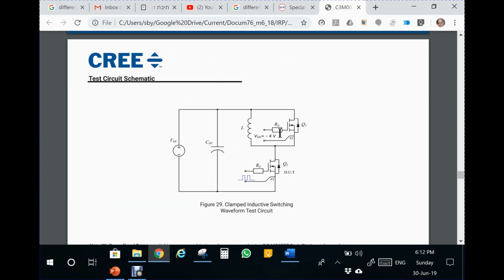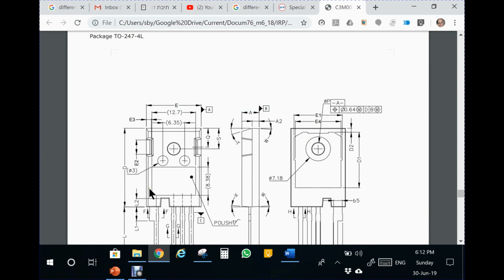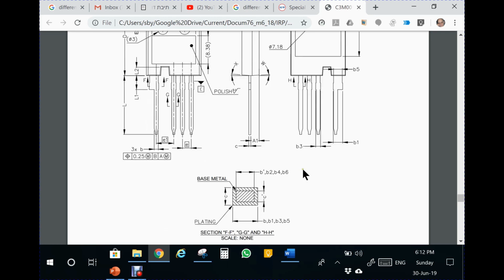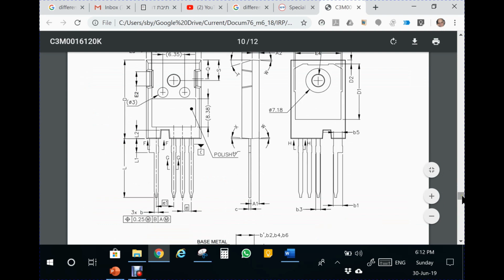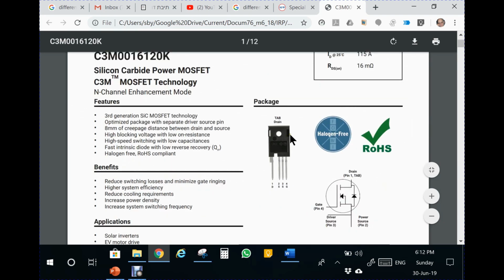This is sort of a double pulse type of test. And then the package, the size, and dimensions of all the parts of it. So this is the general structure. So let me start off with the very beginning. Let's talk about the device itself.